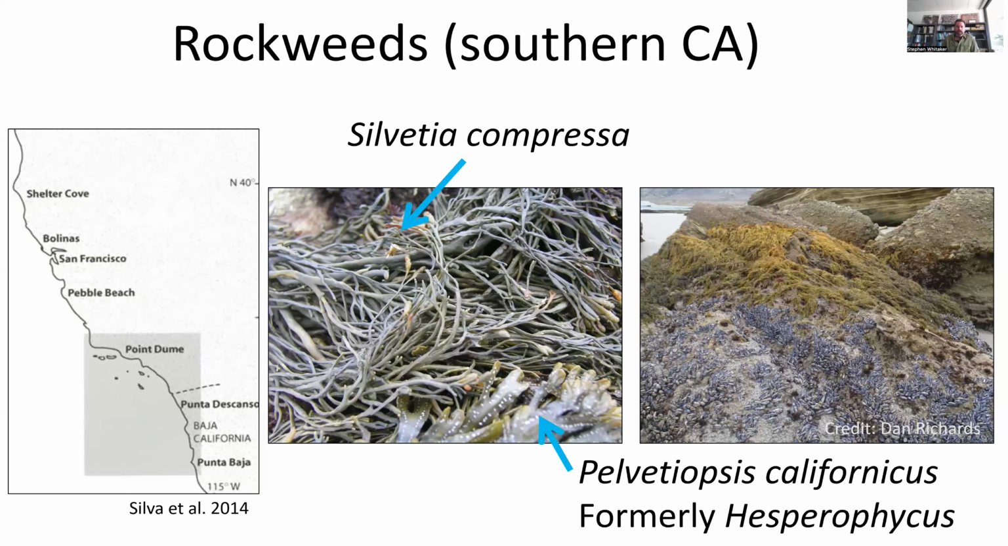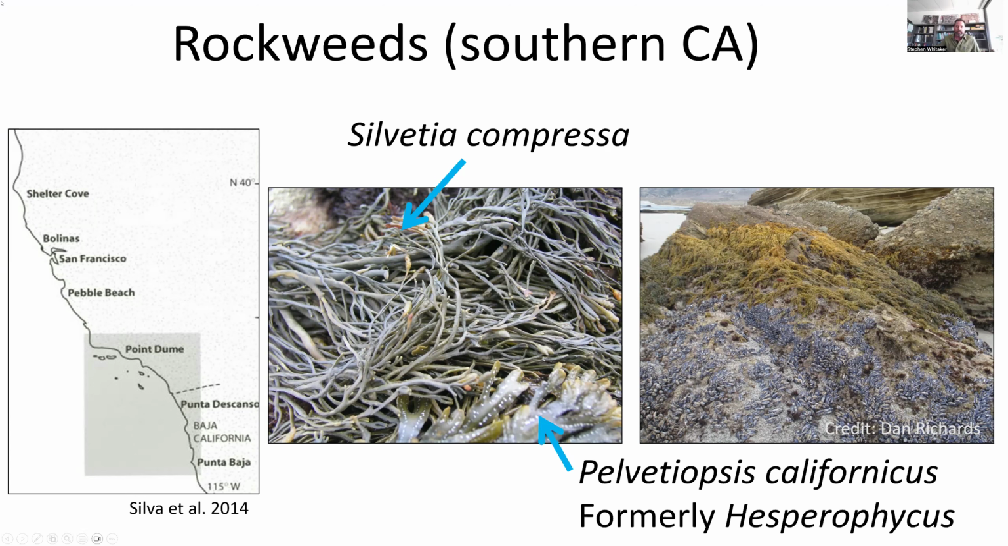Here in Southern California, there are largely two species of rockweeds. We do have another species, but it's much more rare. The dominant species of rockweed is Silvetia compressa, and I'm not sure if you can see my cursor, but it's the thin-bladed algae in the upper part of this photograph in the middle. The wider-bladed species of rockweed on the lower right-hand corner is called Pelvetiopsis californicus. For the old timers, this was formerly known as Hesperophycus. I still call it that a lot.